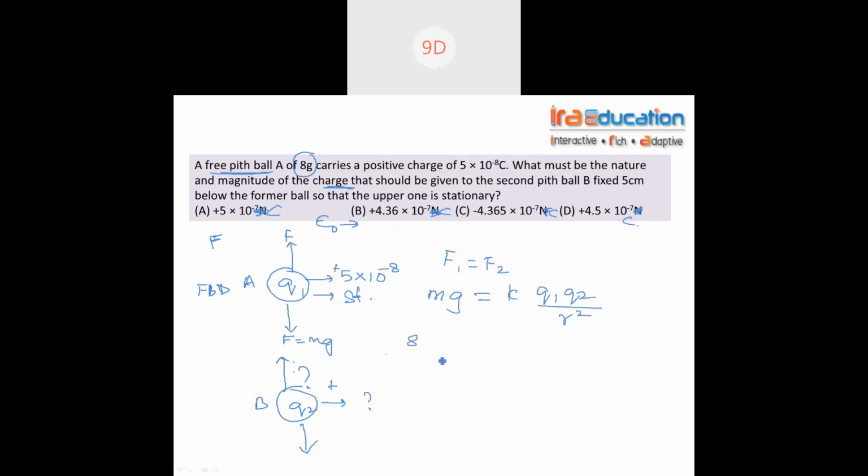M is 8 grams. G is 10. I'm writing the values and leaving. Please substitute and solve. 5 into 10 to the power of 8 minus 8 into Q2 we want. R is the distance of separation, is it given? 5 centimeters. 5 into 10 power minus 2 whole square. Yeah, 5 centimeters I've seen. Start solving, guys, you will get the answer.